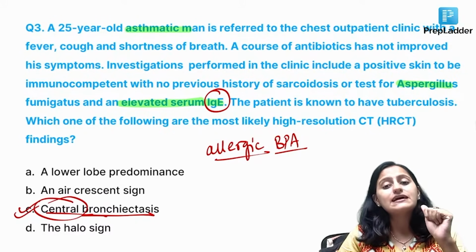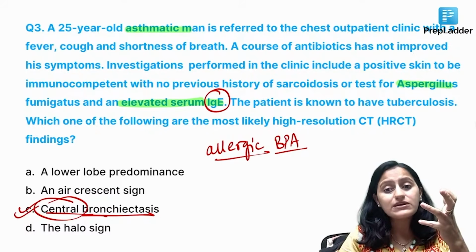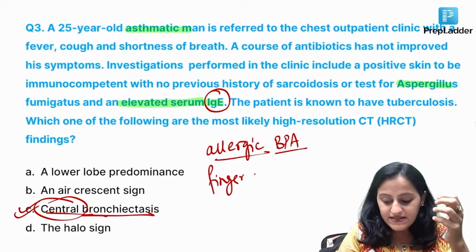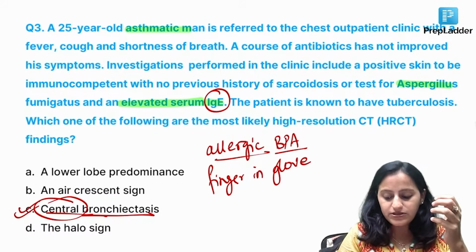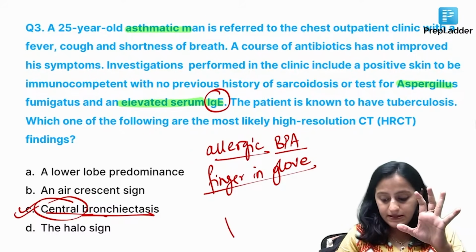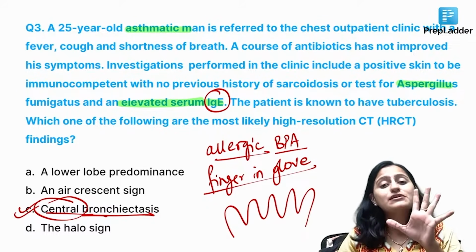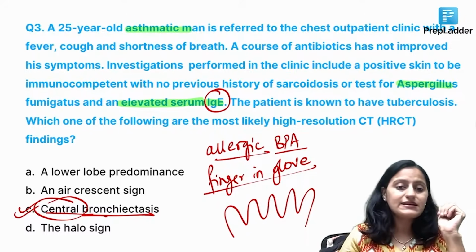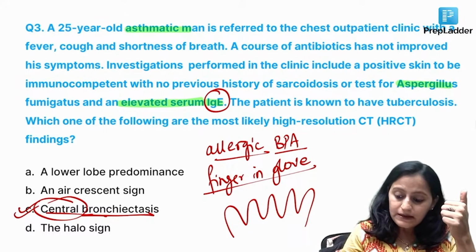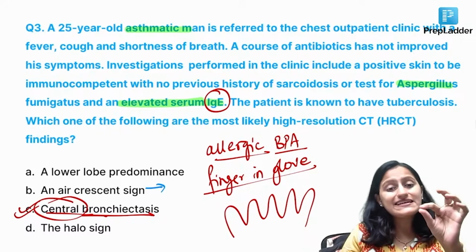Remember, ABPA has central bronchiectasis with what appearance? That is finger in glove appearance, or the gloved finger appearance. The bronchi are dilated and filled with mucus. So finger in glove sign is what you would have there, right? Why is it not air crescent sign?